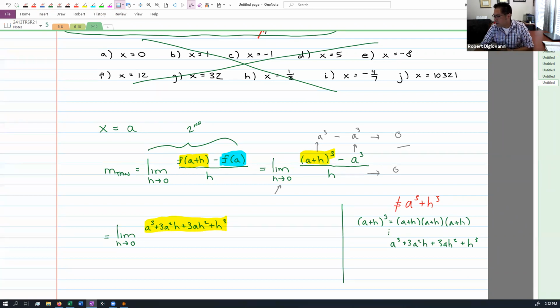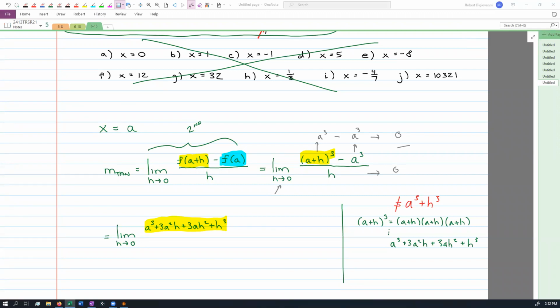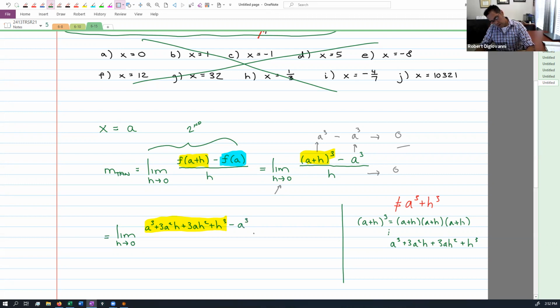Okay, Daniela, what do I need next? What do I still need to put in here? Are you there, Daniela? There you are. Okay, so that's the top left of this, right? So I need to do what on top? Subtract the a cubed. And then all of that is over the h.